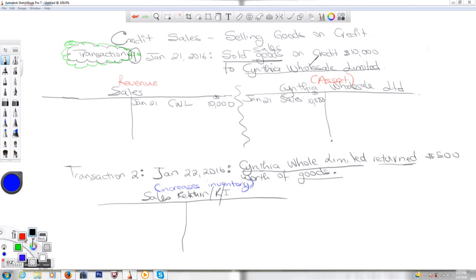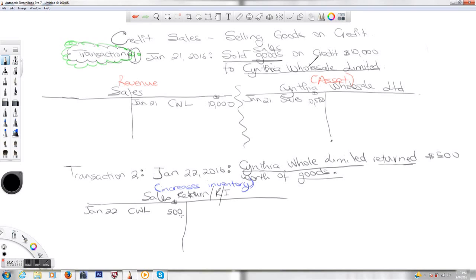This transaction says that Cynthia Wholesale Limited returned goods to the business. That's a sales return, because we previously sold them these goods on credit, and sales return is always debited because it increases inventory. So we just debit the sales return account, January 22, and it's Cynthia Wholesale Limited. The value of the return was $500.